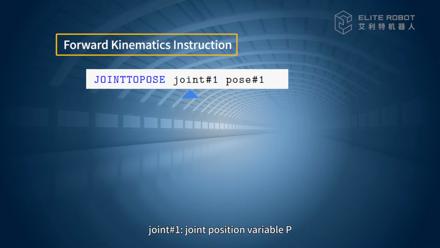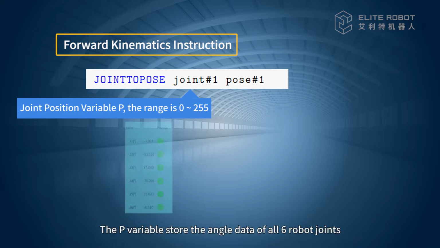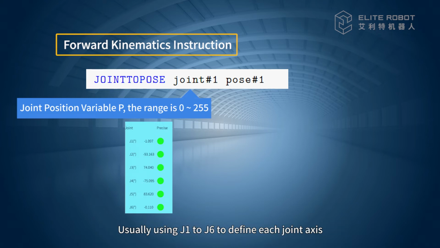Joint number 1. This is joint position using variable p. The range is 0 to 255. It is the joint coordinate variable to be converted from. The p variable stores the angle data of all 6 robot joints, using J1 to J6 to define each joint axis.